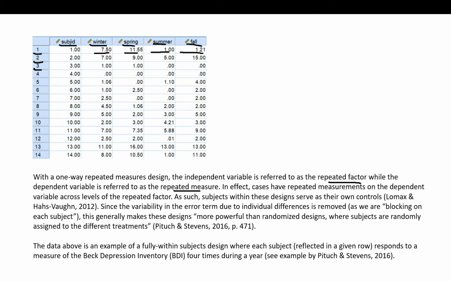Now essentially within designs such as this, subjects serve as their own controls, and since the variability in the error term due to individual differences is removed as we are blocking on each subject, this generally makes these types of designs more powerful than randomized designs where subjects are randomly assigned to the different treatments.